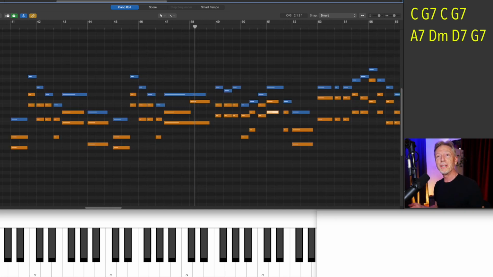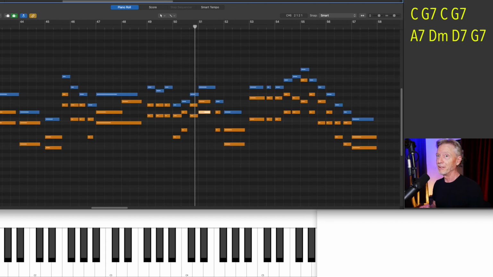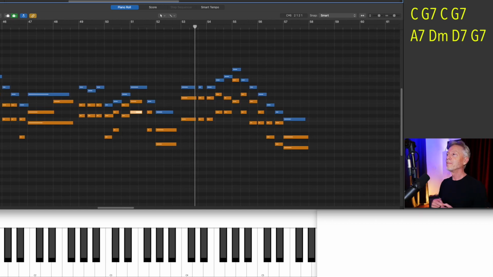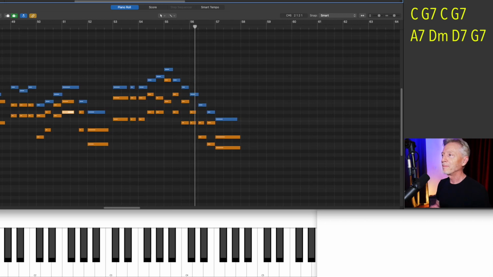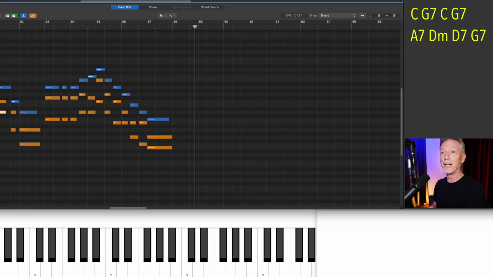This would be great for string writing or horns. There's definitely inversion going on here. Great melody. I've heard it my whole life and known it forever. Well, let's look at how to picture a chord and how to invert it.